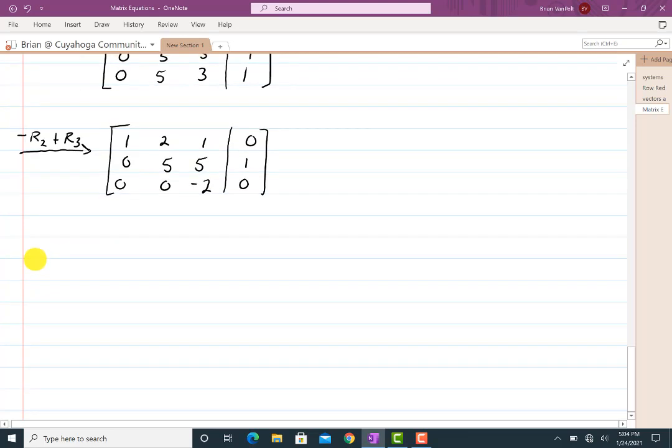Okay, now I've already got the answer for x3. I know that x3 equals 0. What I'm going to do is divide out that negative 2, so I'll do negative 1/2 R3. I usually do things like this when I know that I'm pretty much at the last step. And also, dividing the other side, which is 0, doesn't change anything at all.